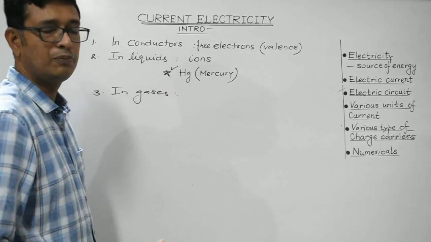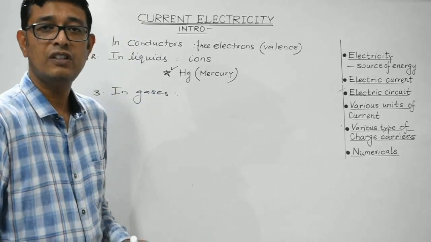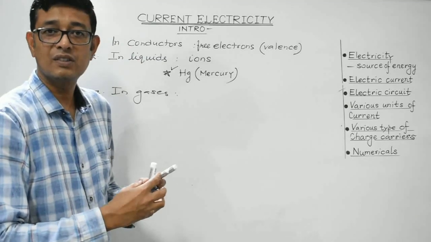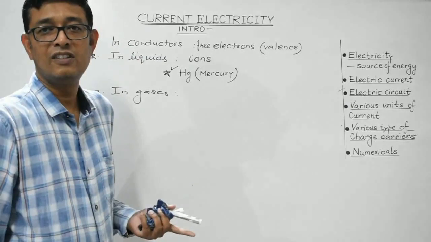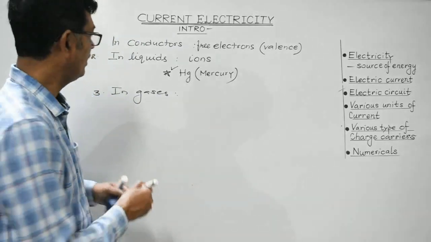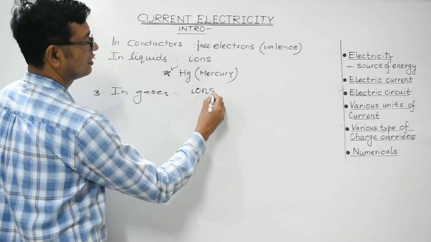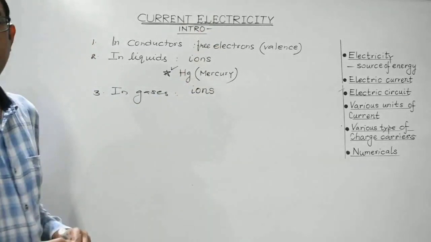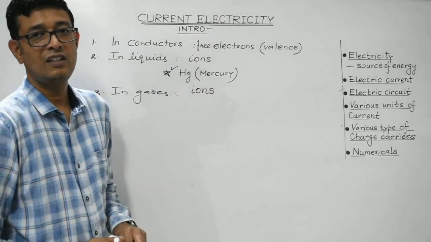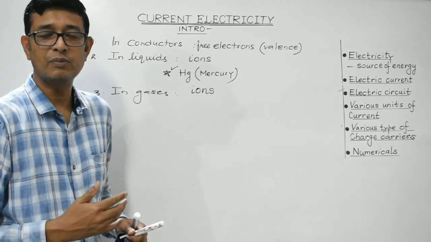Gases are normally poor conductors of electricity, but at extremely low pressure, the gases may get ionized and then start conducting current. So in gases also, the current is due to the ions. So these are the different charge carriers, electrons and ions. There are other charge carriers as well, which we will discuss in the subsequent chapters.